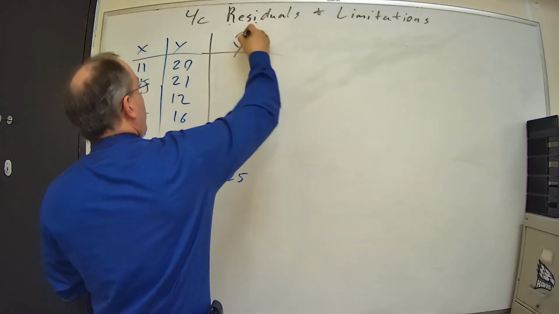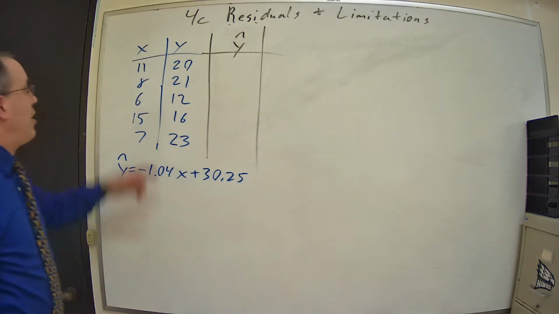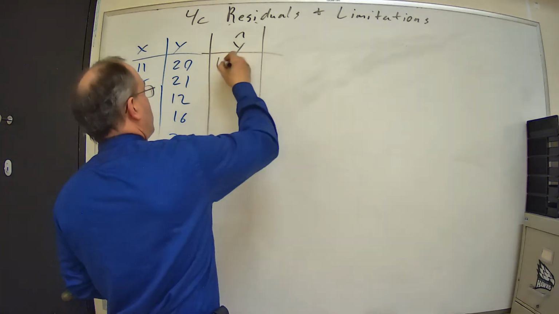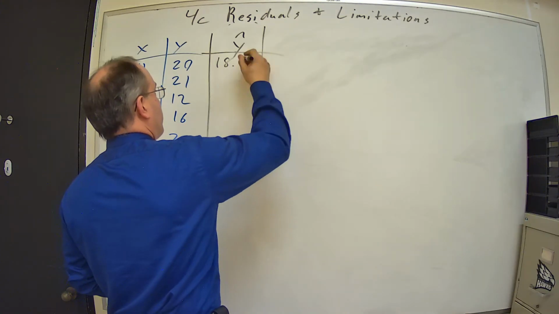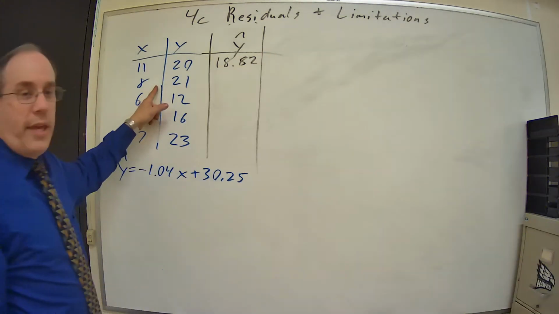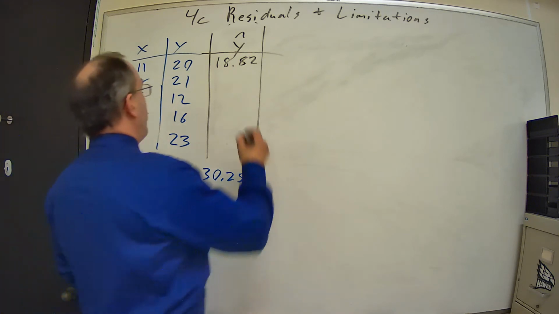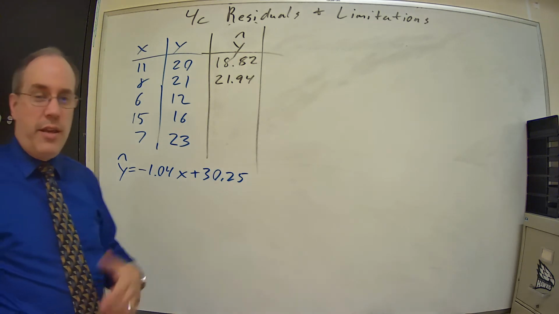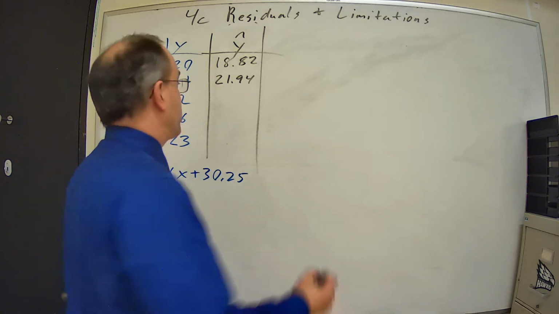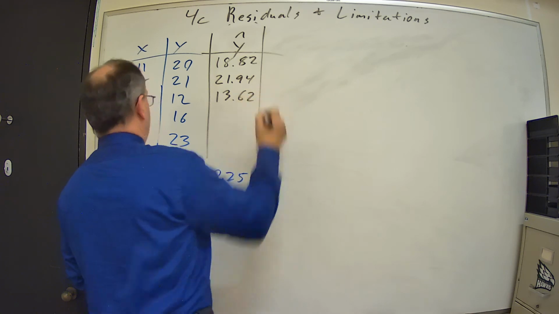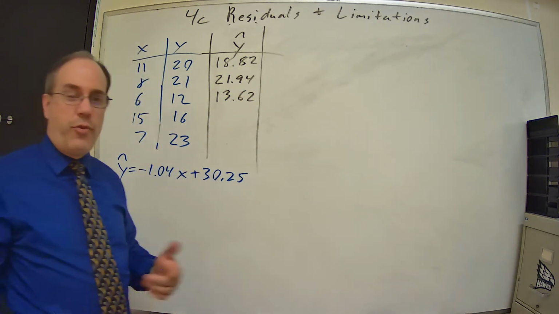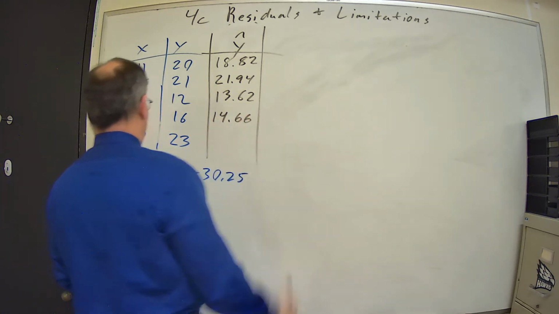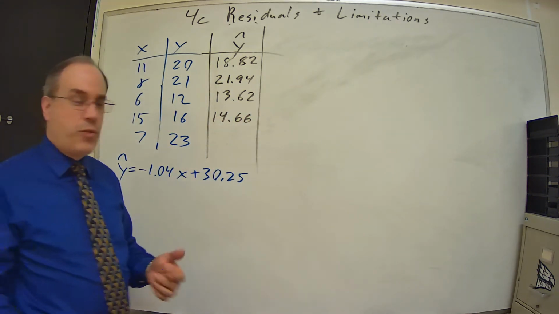So, y hat. We plug 11 into this equation, and we get 18.82. Plug 8 into the equation, we get 21.94. 6 into this equation gives us 13.62. Plugging 15 in gives us 14.66. And plugging 7 in gives us 22.98.